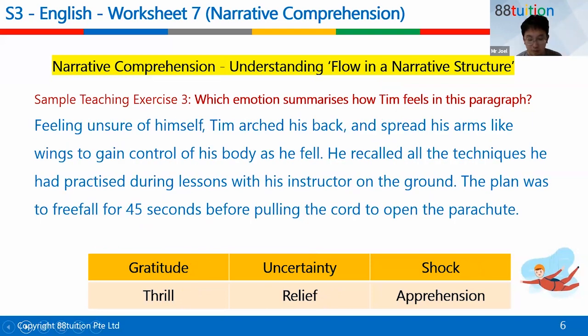And how about this one? Feeling unsure of himself, Tim arched his back and spread his arms like wings to gain control of his body as he fell. He recalled all the techniques he had practiced during lessons with his instructor on the ground. The plan was to free fall for 45 seconds before pulling the cord to open the parachute. This is definitely not relief, not gratitude, not thrill, not shock. It's either uncertainty or apprehension.